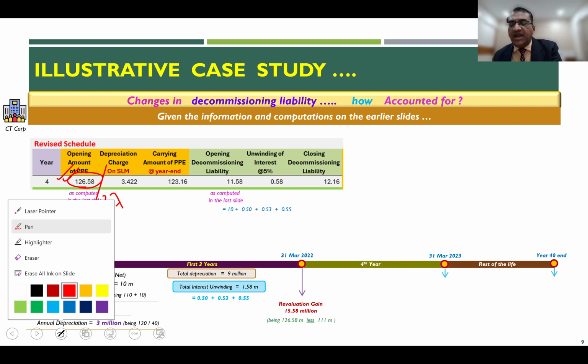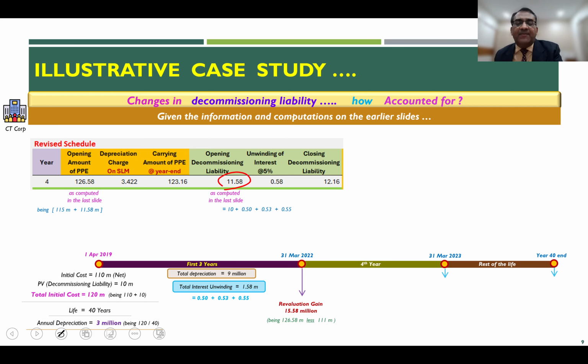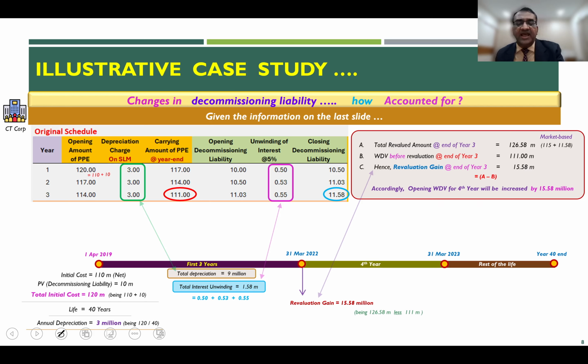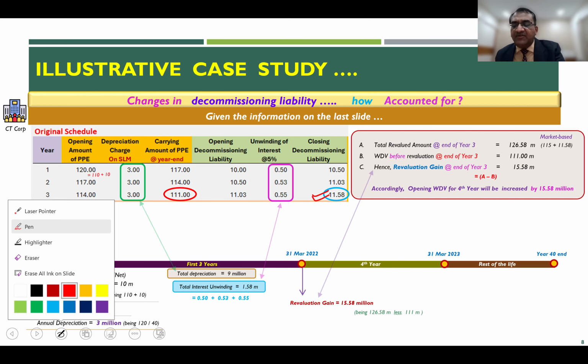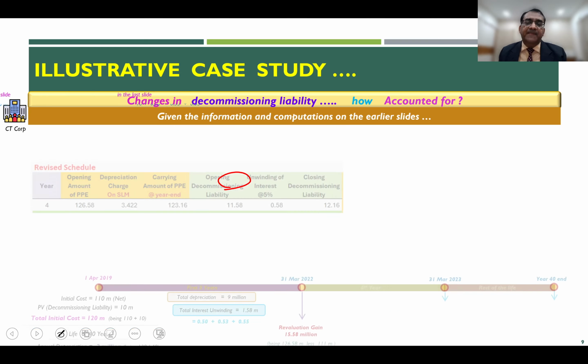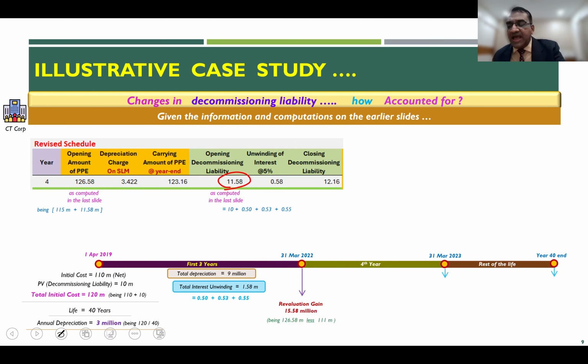Same way, if you look at it from the liability perspective, your carrying amount of the liability is 11.58, which we saw in the previous slide. This is the carrying amount of the liability. So you will start with that. So 11.58 will be your liability starting, and then 5% unwinding for the 4th year is 0.58, and therefore your liability balance at the end, closing decommissioning liability by regular schedule, is 12.16. But then the problem says it has been reduced by 5 million.